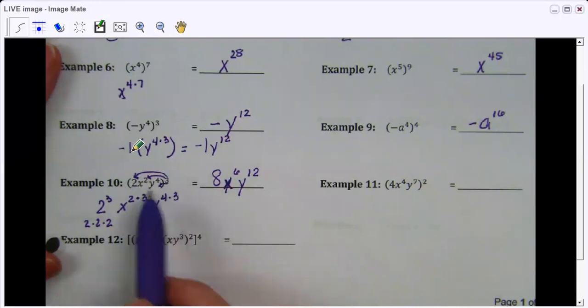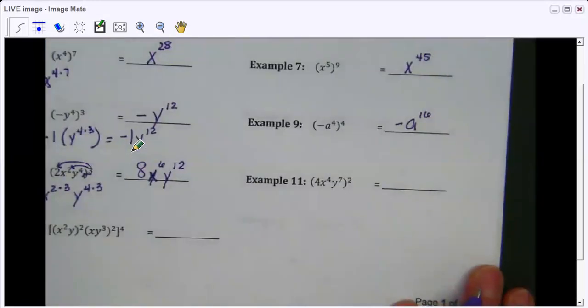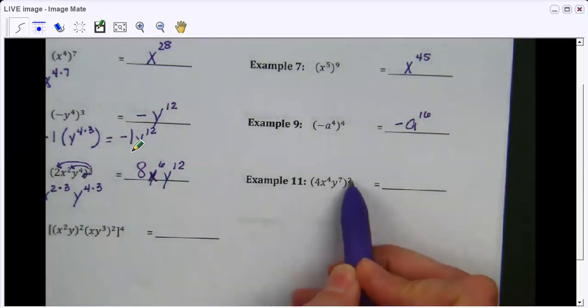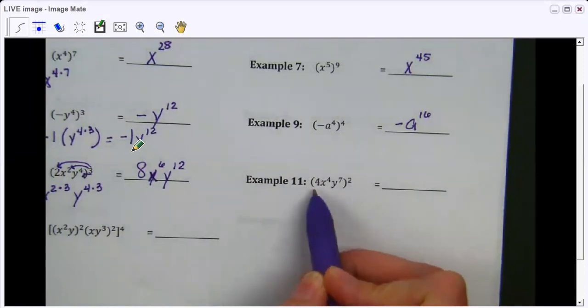Okay, let's look at example 11. Danny, how am I going to apply the power of 2 to the 4? How will I write that?